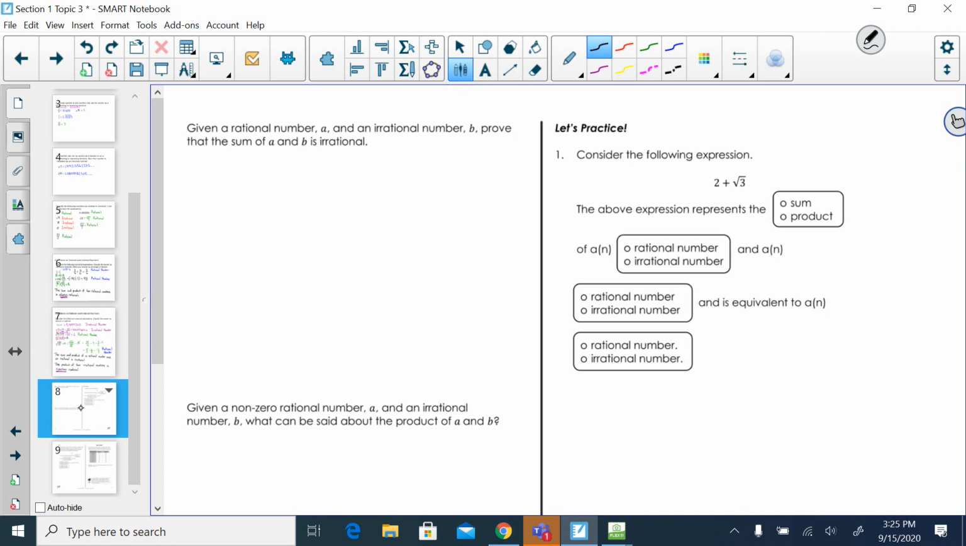Well, if it's addition, it's the sum. The above expression represents the sum of a rational and, is it rational or irrational? So what's the first term? The first term is 2. Is that rational or irrational? Well, 2 can be written as a fraction, so this is rational.